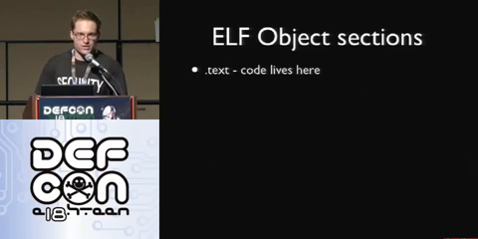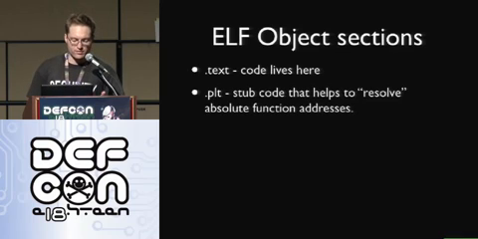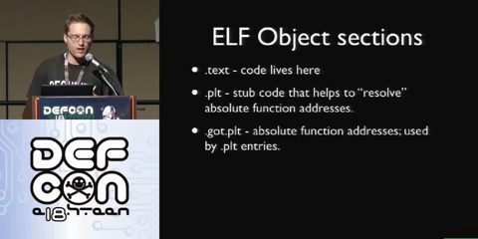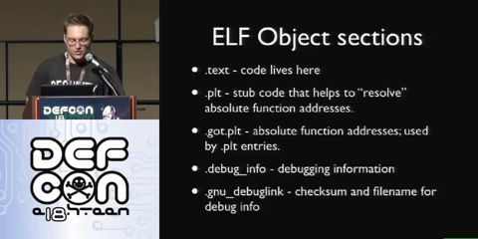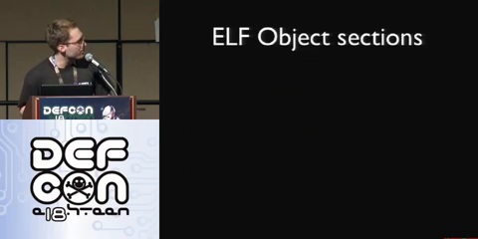So a couple sections are important to know about. You have the text section where code lives. You have the PLT section. This is stub code that helps to resolve absolute function addresses. The GOT PLT is where absolute function addresses are stored, and these are used by the PLT entries. There's also a couple debugging sections, debug info and GNU debug link.